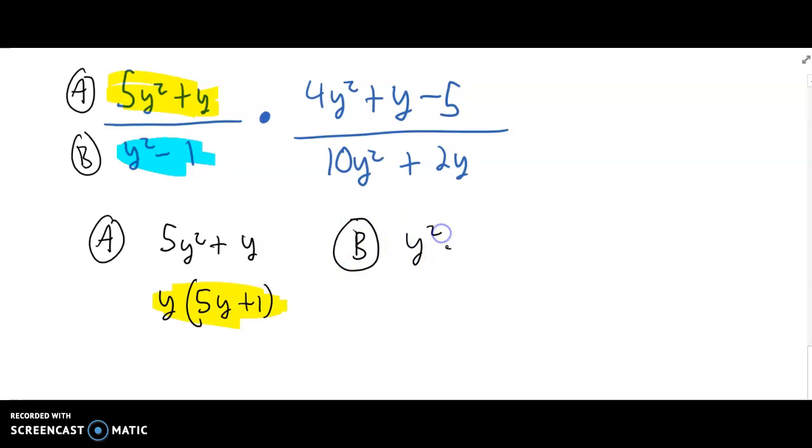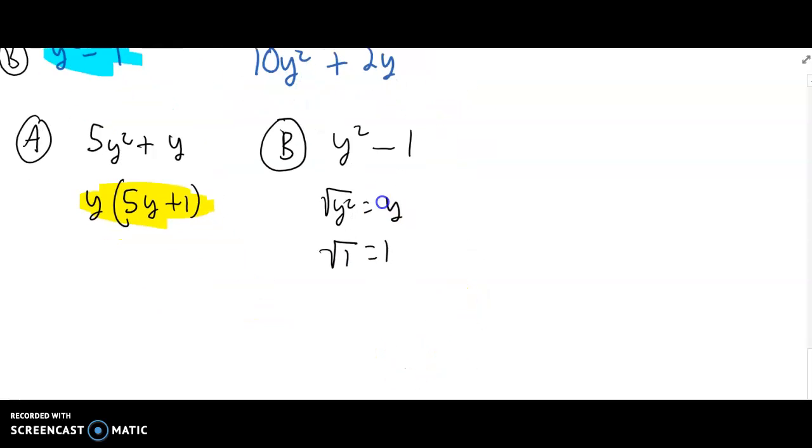Y squared minus 1, that's a difference of squares. 1 is a perfect square, because the square root of 1 is 1. And we get y plus 1, y minus 1. And this is our blue part B.